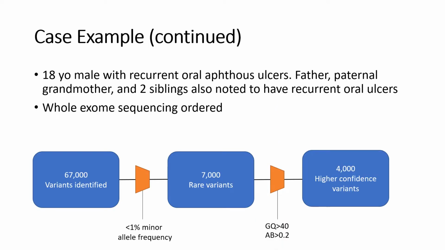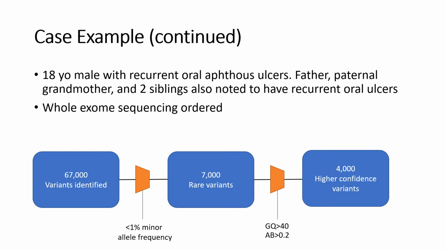So returning again to our case example here, if we started again with our 7,000 rare variants and we applied a genotype quality cutoff of 40 and allele balance cutoff of 0.2, we get down to 4,000 variants. So again, we've significantly narrowed our scope, but this is still too much to look at.